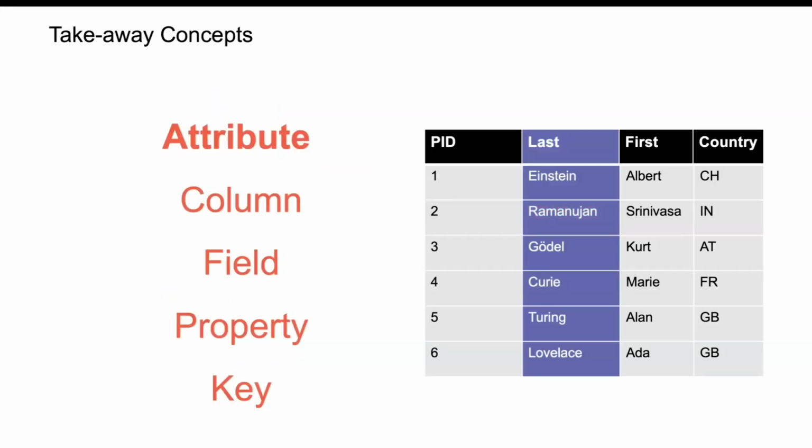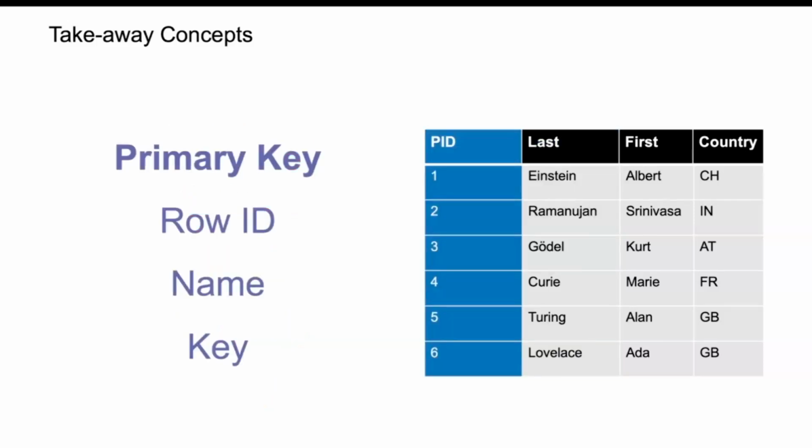Then you have the columns. They are called attributes, but again, some people say field, property, key. Key would be used in JSON databases, right? So this is when they would call it a key. But attribute would be the most common terminology for that. So we have PID, last, first, and country. These are attributes. These are your headers. Right? Okay. And then some of the attributes are special.